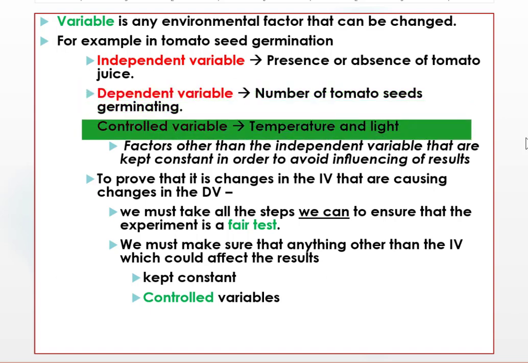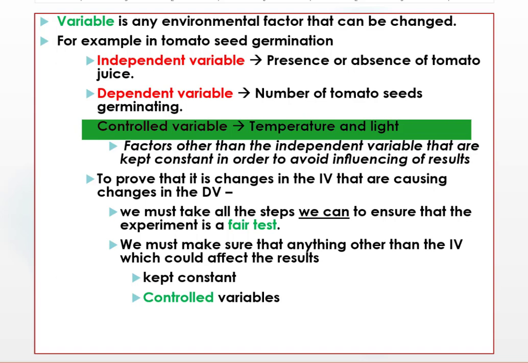The third variable is the controlled variable. In our example, tomato seed germination, the controlled variables must be temperature, light intensity, number of seeds per dish, and volume of liquids added on the seed. I think we need to describe what a controlled variable is.